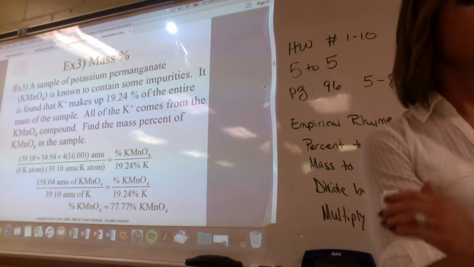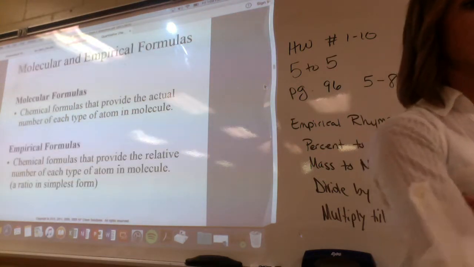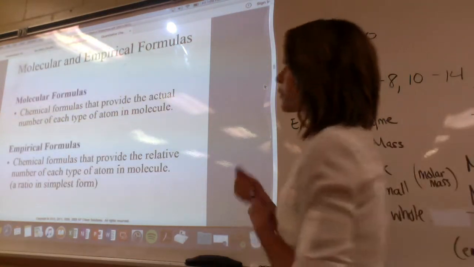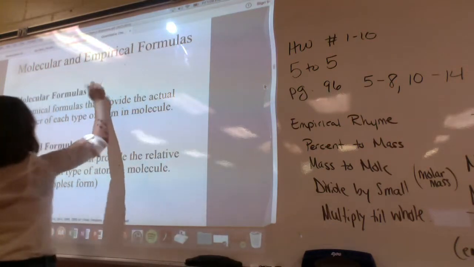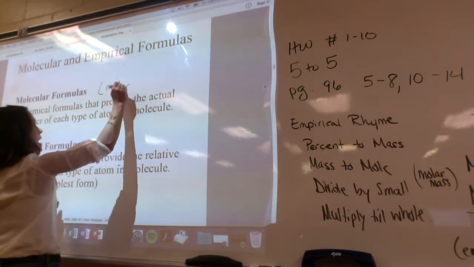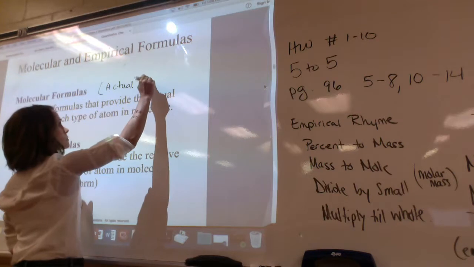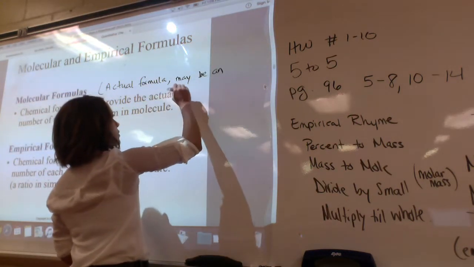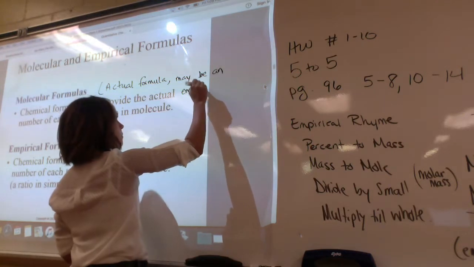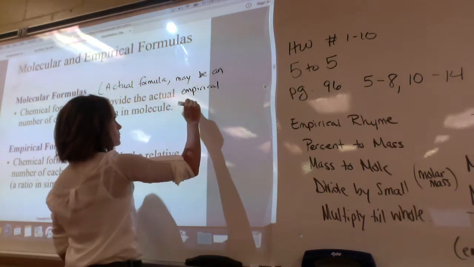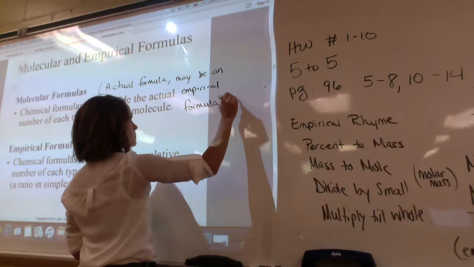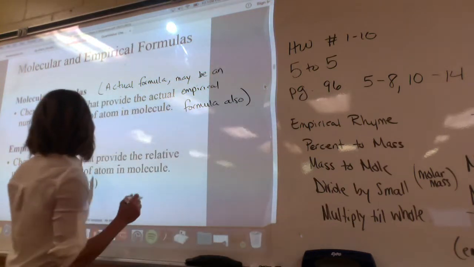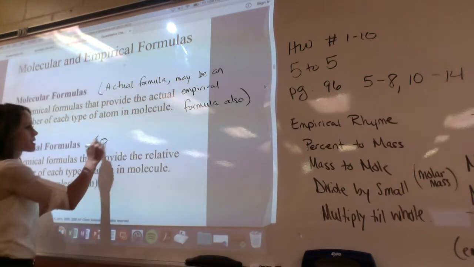Moving on, we have empirical. So a molecular and empirical formula, very simply, a molecular is what I would say is the actual formula, but it may be an empirical formula also. And I'll show you an example of that. The empirical formula, I say, is the reduced form.